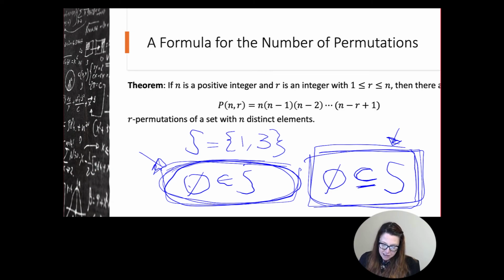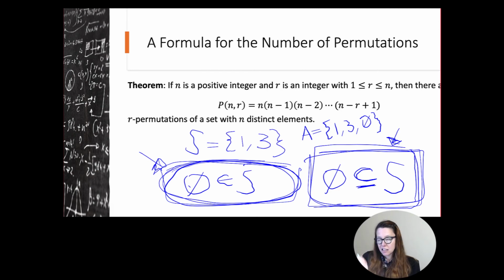But this first piece, being an element in the set, is different than being a subset of the set. The empty set is not in there. It's a subset of what's there. You can choose the empty set from that set, but it's not an element in the set. For it to be an element in the set, I'd have to have a set A, and it would have to look like this: 1, 3, empty set. It has to be in there. To be a member of the set, it has to be one of the elements.